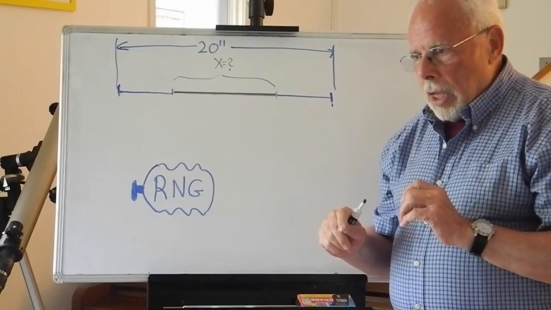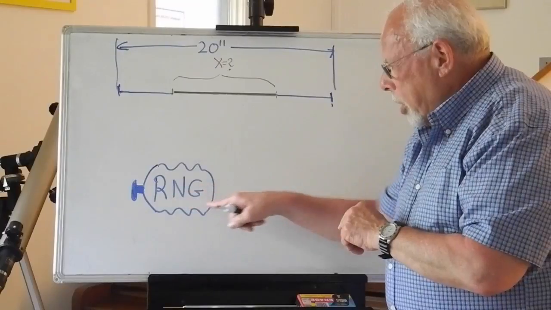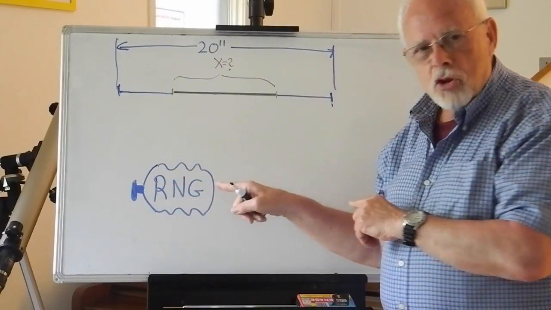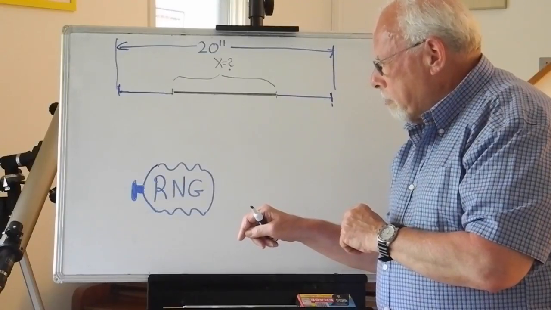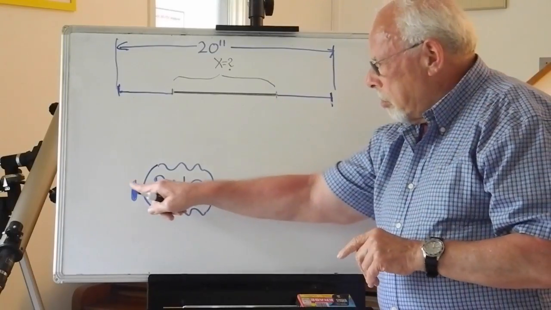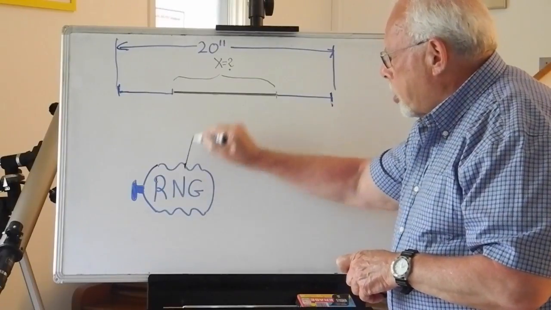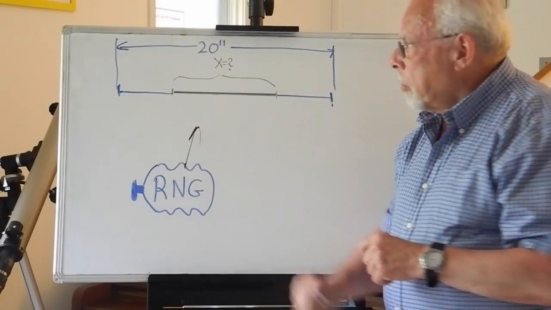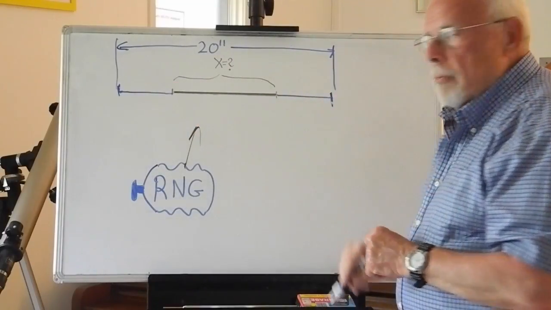So, let me point your attention to this magic box. This is a box, magic. Every time you push this box, it shoots out a number. A number between 0 and 20.